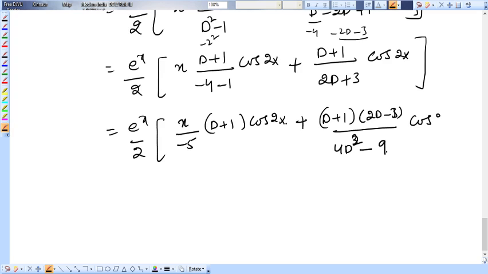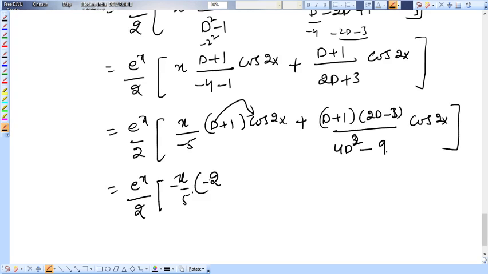Okay, so now x by 2 minus 5. So operating with D, we get minus 2 cos, sine. Okay, this is nothing but differentiation of cos 2x. So what will be the differentiation of cos 2x? Minus 2 sine 2x, right, plus cos 2x.